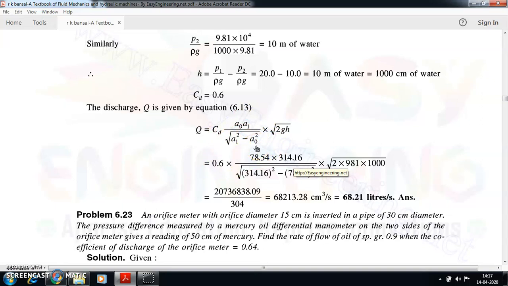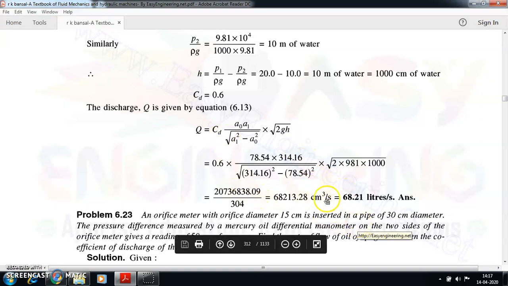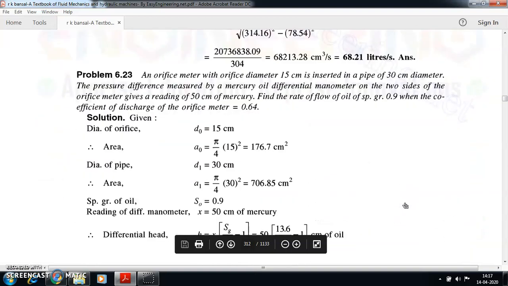Either everything should be in SI or it should be in CGS system. So convert everything in a single unit and substitute it here. You will get the final Q value in terms of liters as 68.21 liters per second. So this is the rate of flow or the discharge.